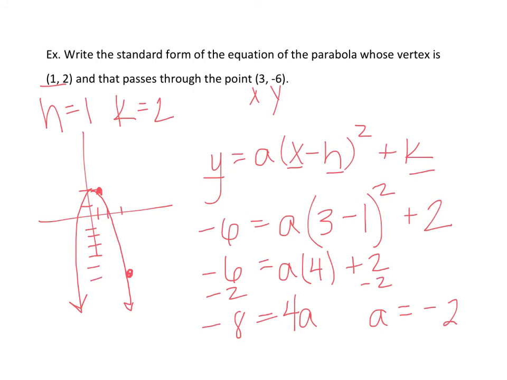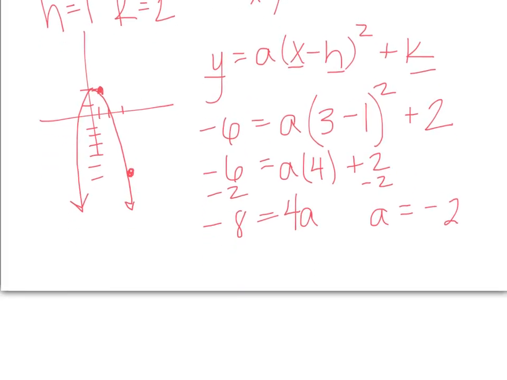Final answer, y equals, all I had to solve for was a, negative 2 times, this is always x minus h, so x minus 1, quantity squared, plus 2 was my k. I always, in standard form, I need an a, an h, and a k. x and y stay in standard form, unless we're trying to find an a, h, or k.